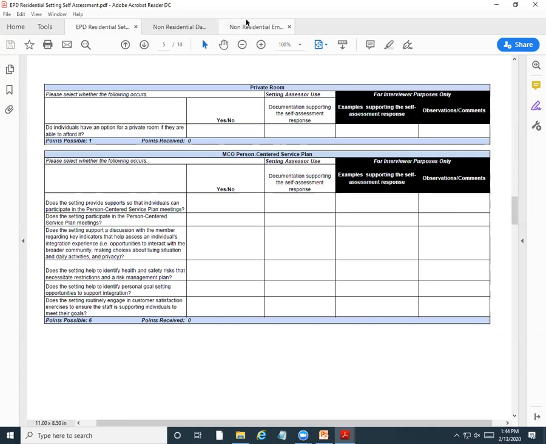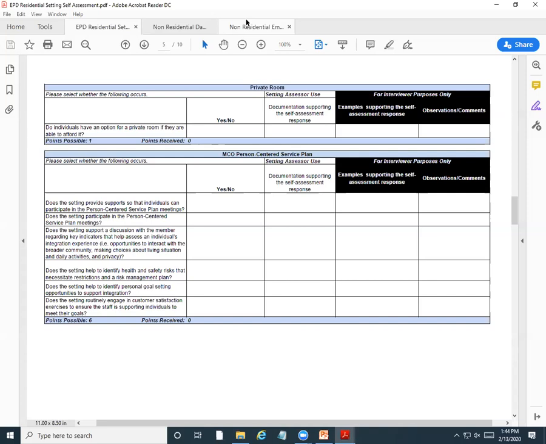Private room, this question is only on the ETD residential self-assessment. Do individuals have an option for a private room if they're able to afford it? For those of you who may not have private rooms available, that can just be documented in your response. I don't think we need to spend any more time on that.